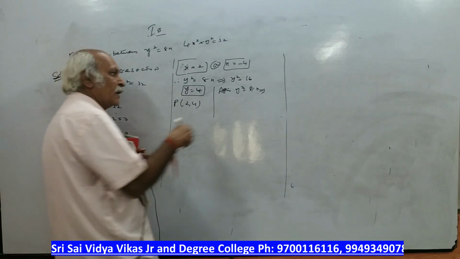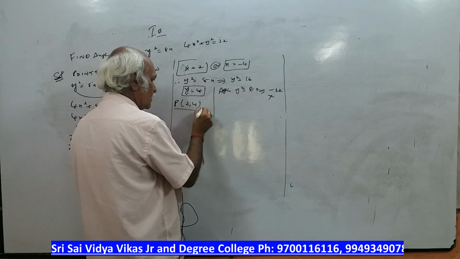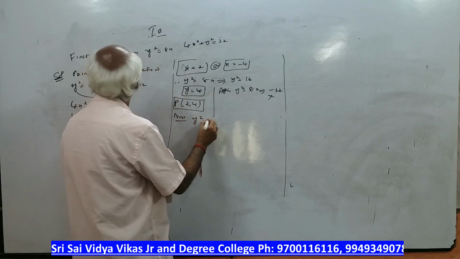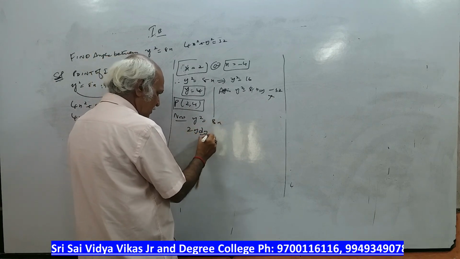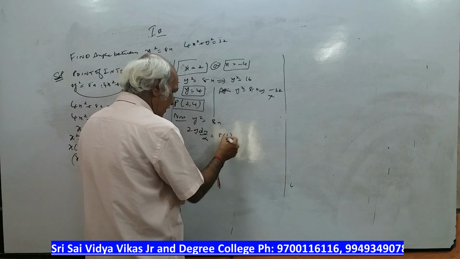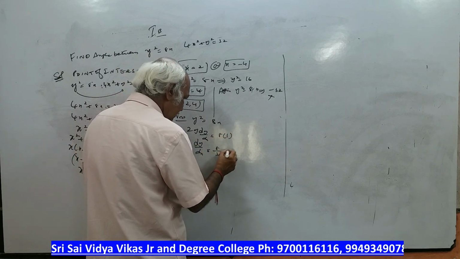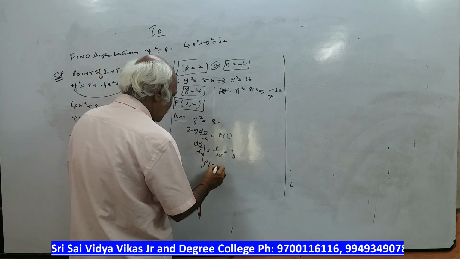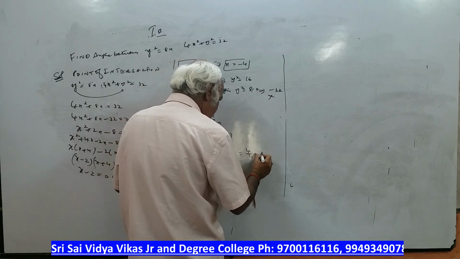It becomes minus 32, which is not possible. Only 1 point we get. Okay, now what is the first square? y square is equal to 8x. Same procedure, observe: 2y into dy by dx is equal to 8 into 1. dy by dx is 8 by 2y, that is 4 by y. What is the point? 2 comma 4. So what will happen? 4 by 4, 1.